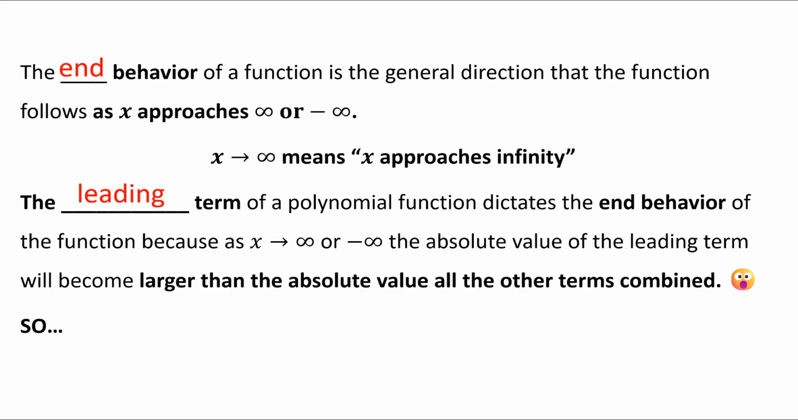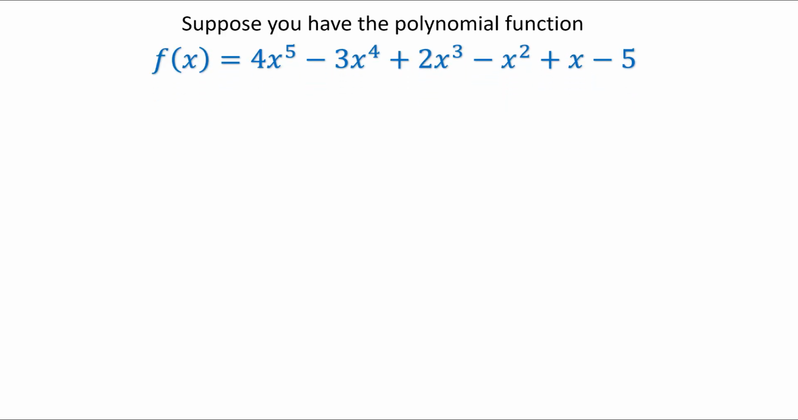Okay, so at first you might think, wait a minute, what are you saying? How can the leading term of any polynomial function, the first term, just outweigh all the other terms combined? I'll just show you an example. Suppose you have this polynomial function, f of x equals 4x to the 5th minus 3x to the 4th plus 2x cubed minus x squared plus x minus 5.